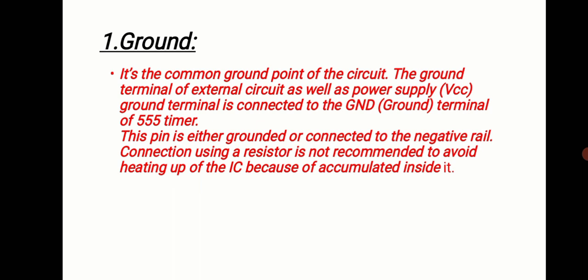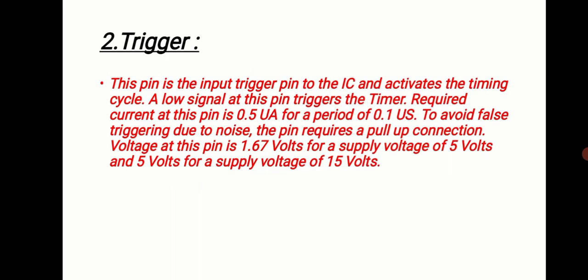Ground. It is the common ground point of the circuit. The ground terminals of the external circuit as well as the power supply VCC are connected to the ground. Trigger. This pin is the input trigger pin to the IC and acts on the timing circuit. A low signal at this pin triggers the timer.